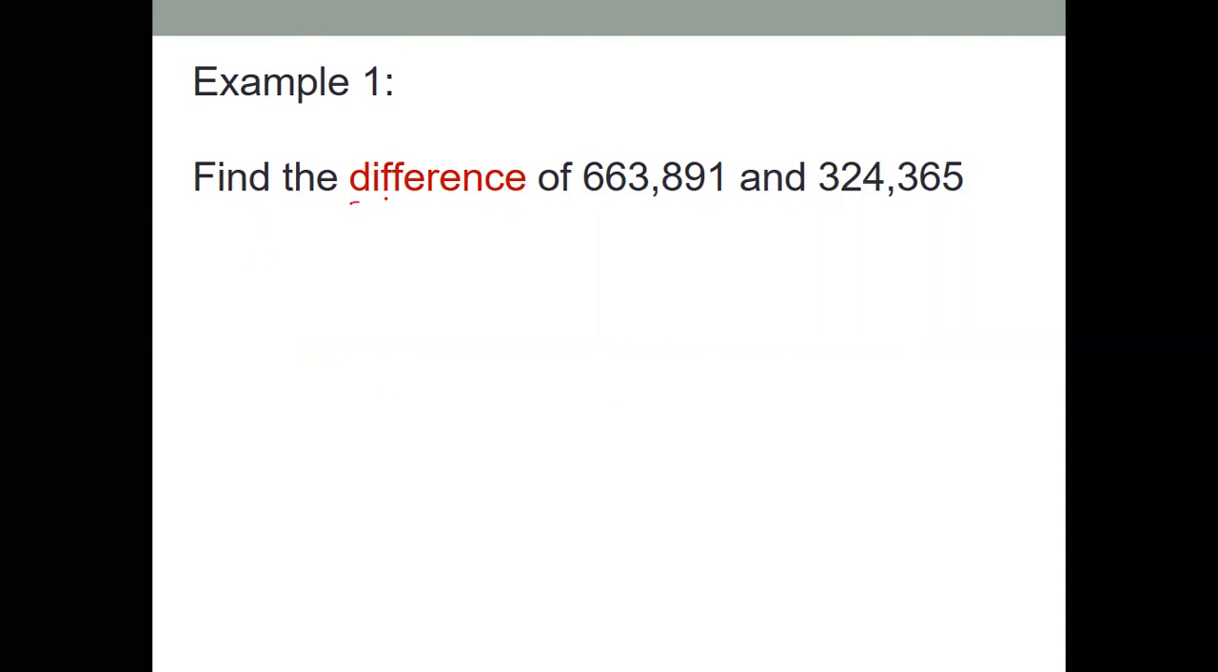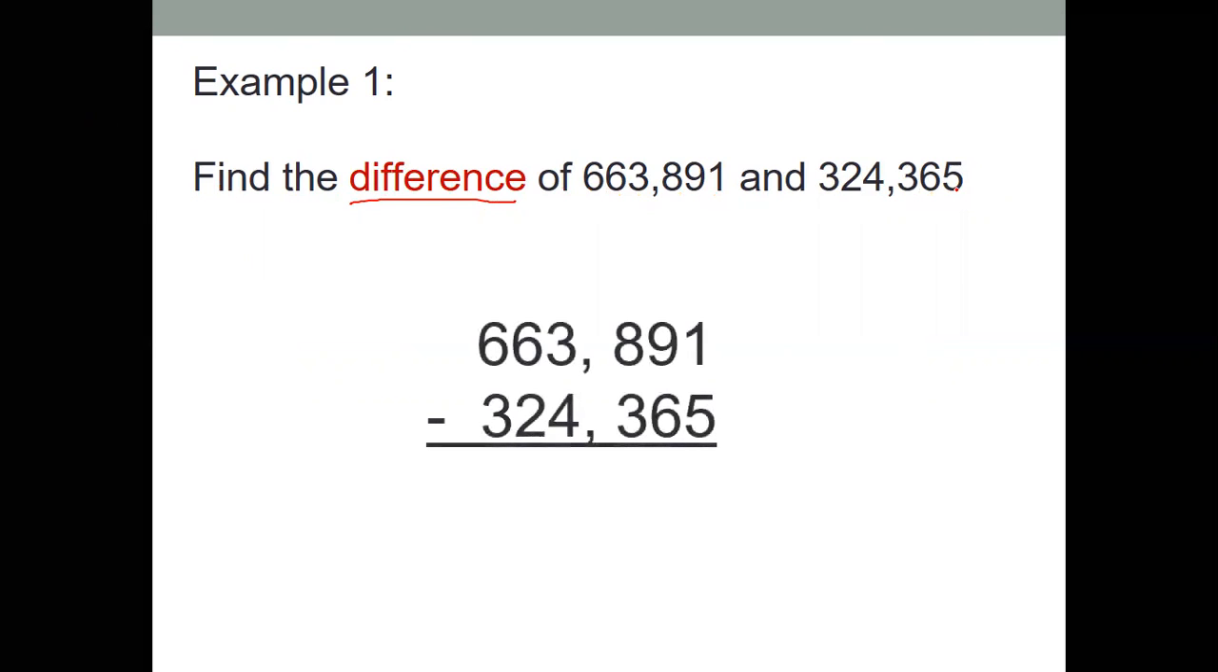Find the difference. As I said, when you read the word difference, you're going to subtract. So what's the difference of 663,891 and 324,365? Remember this also, when you subtract vertically, you need to align the digits according to the places. You start from the unit when you subtract. Don't start from the left, but start from right to left.